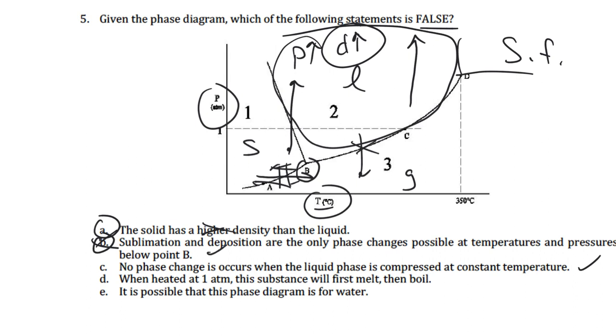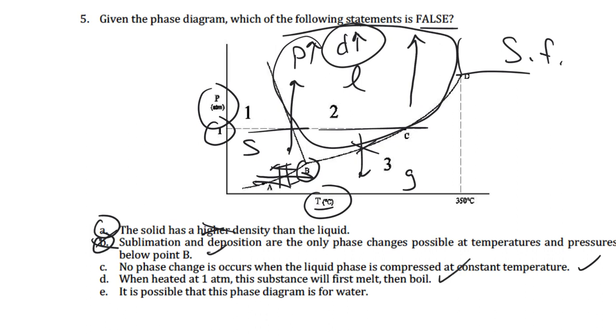And so when we heat this at 1 atm, so 1 atm is marked here, the substance will first melt, solid to liquid, and then go from liquid to gas. That's entirely true. This substance at 1 atm will go through a normal melting process to a liquid, then a normal boiling process to a gas.